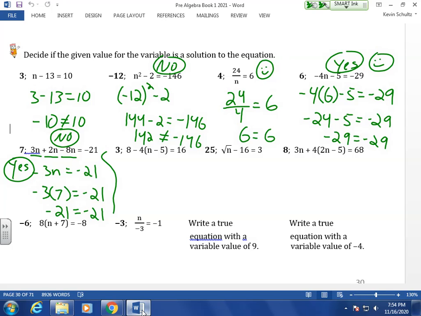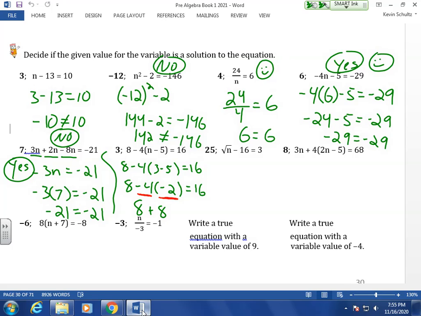Next one, we're testing 3 here, and we have 8 minus 4, then in parentheses 3 minus 5 equals 16. We don't need to distribute that 4, because we have 2 numbers inside of our parentheses. We can just subtract those. So 3 minus 5 is negative 2. And here's where it gets a little bit tricky. You've got 8 minus 4 times negative 2. Now remember, this negative sign belongs to the 4. So since we have to multiply first, based on order of operations, we would not subtract 8 and 4 first. We're going to multiply first. Negative 4 times negative 2 is positive 8.